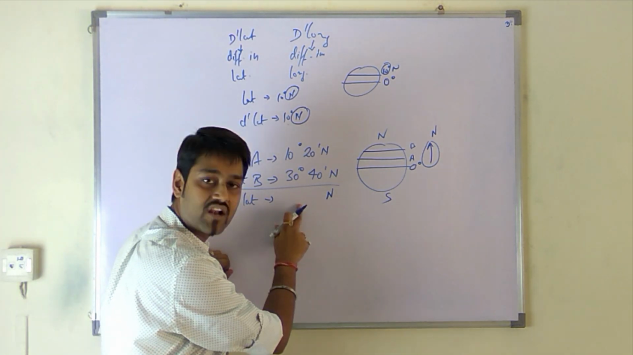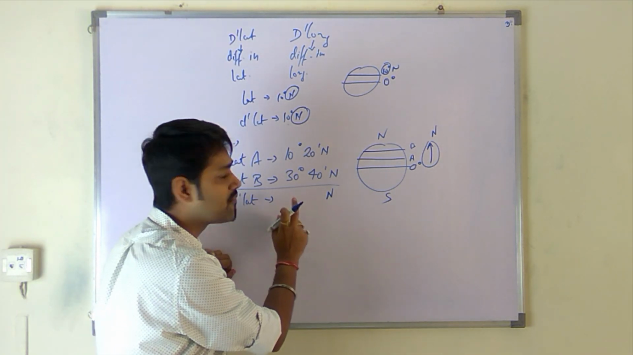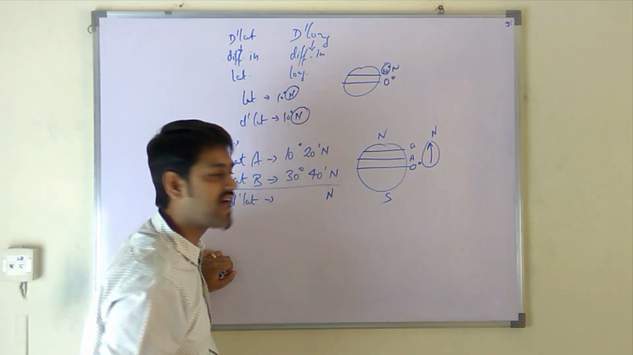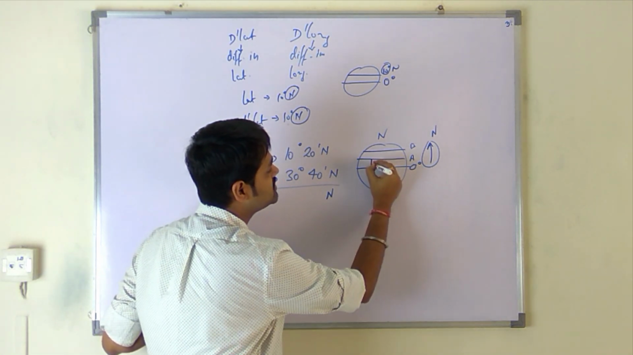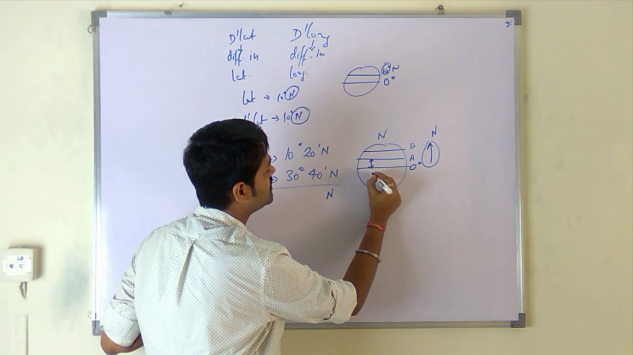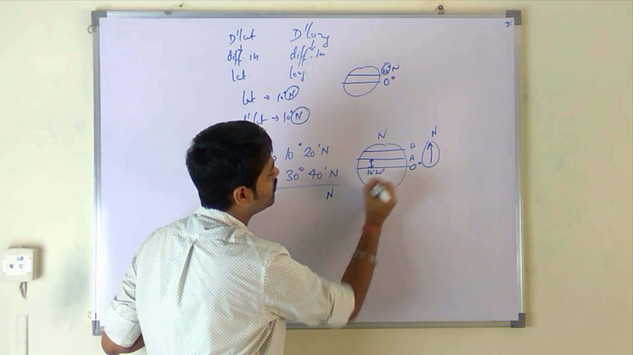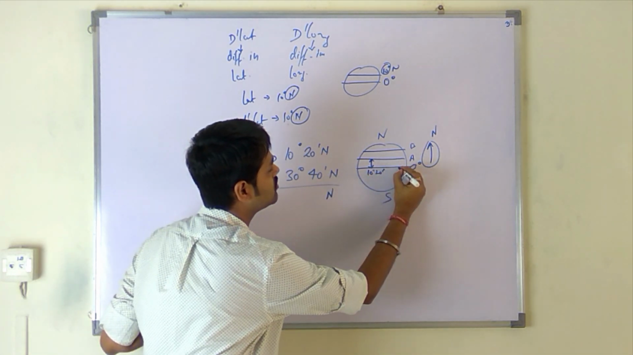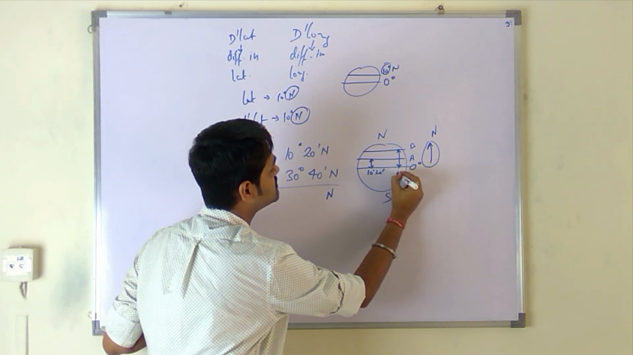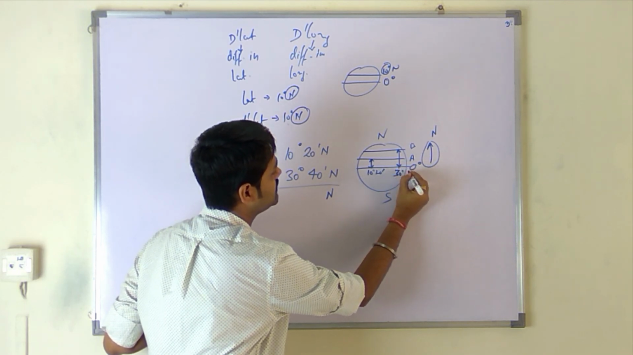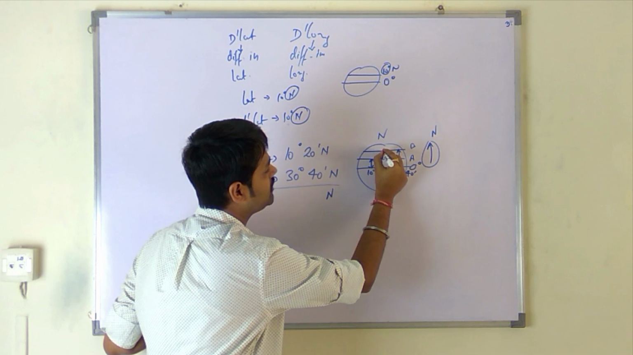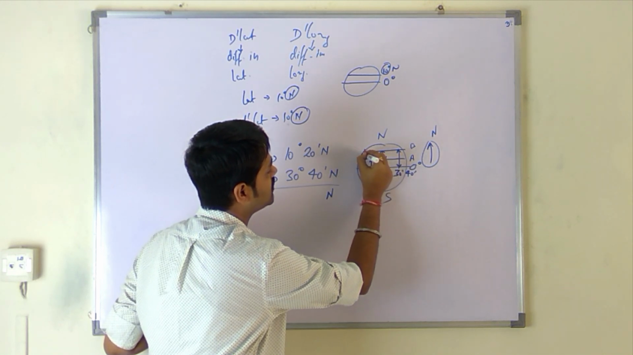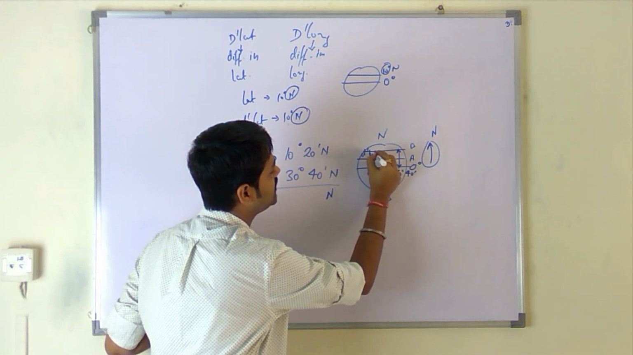Now I also need to calculate the magnitude of movement. For magnitude of movement, I need to do simple mathematics, as in from 0 to A, this value is 10 degrees and 20 minutes. And similarly from 0 to B, this value is 30 degrees and 40 minutes. Now I need to calculate this. This is my DLAT which I need to calculate.